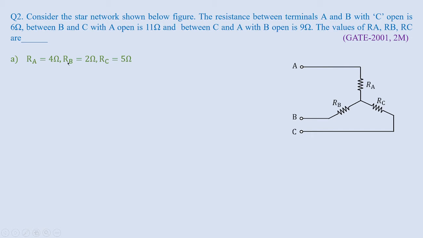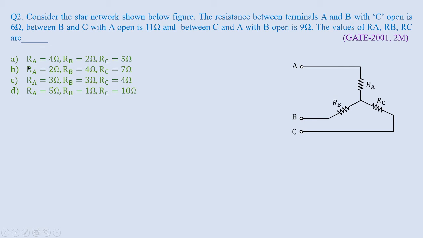You have RA equal to 4 ohms, RB equal to 2 ohms, and RC equal to 5 ohms, where the rest of the options are the same RA, RB, RC values. So we need to find out what exactly is the value of RA, RB, and RC. From the given data, RA plus RB with C open is 6 ohms, so take it as equation 1. Again, RB plus RC is equal to 11 ohms with A open, frame it as equation 2. And last, RC plus RA is equal to 9 ohms with B open. This frames equation 3.